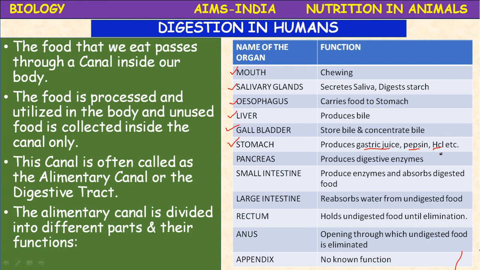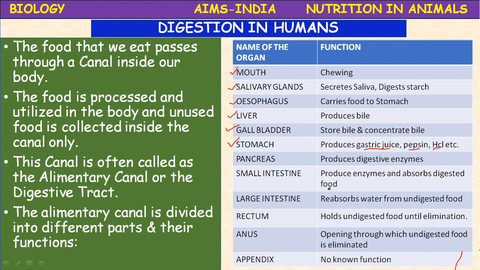So this hydrochloric acid will provide the medium, or pH, for the action of pepsin, and also kills the foreign particles which enter along with the food material. It plays a very important role.